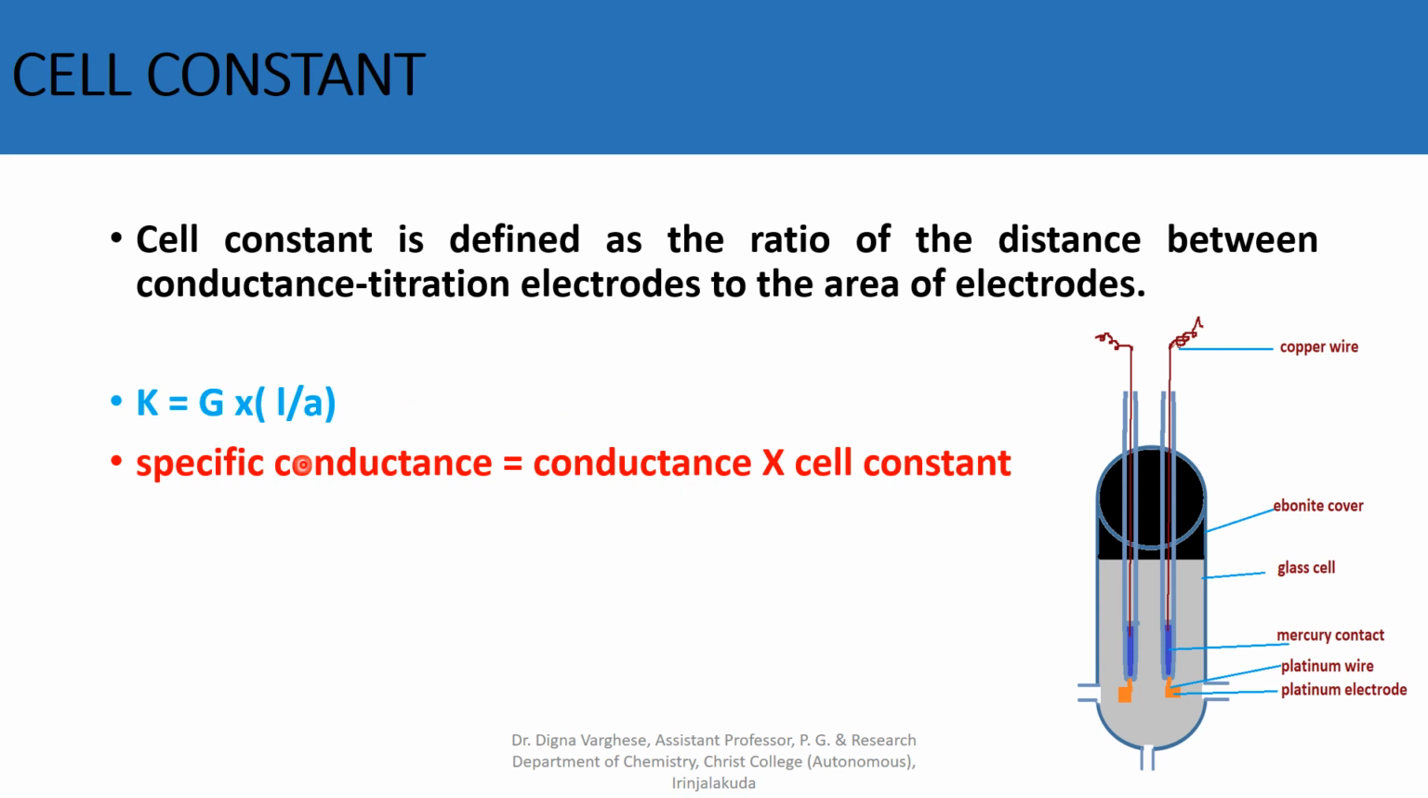So for any given conductivity cell, the distance L between the two electrodes and the area of cross section of each are constant. Hence the quantity L by A is constant, which is actually known as the cell constant. The unit of cell constant is centimeter inverse.